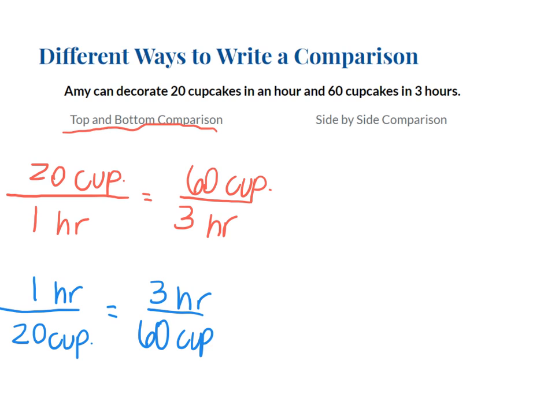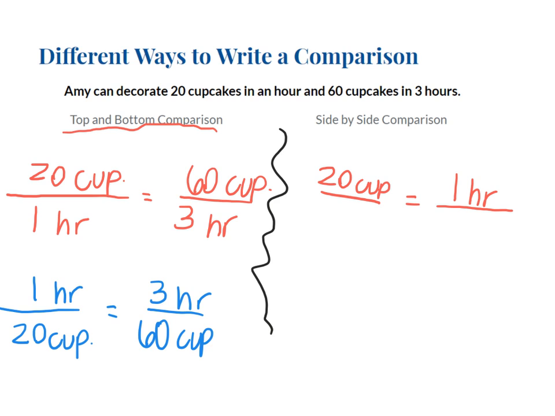Now let's go ahead and look at the side-by-side comparison. A side-by-side comparison just means the original rate or ratio will be side by side instead of top and bottom. We'll still have our comparison of two ratios, but this time when we write 20 cupcakes in an hour, 20 cupcakes will still go on top, but 1 hour will go to the right of it, still on the top. So we did cupcakes to 1 hour, and we could do that same thing on the bottom. Following that same lead, 60 cupcakes to 3 hours.